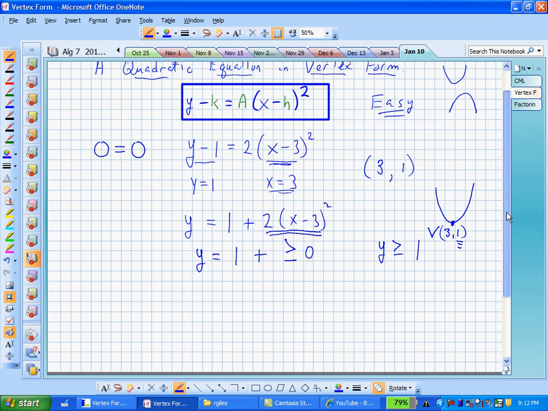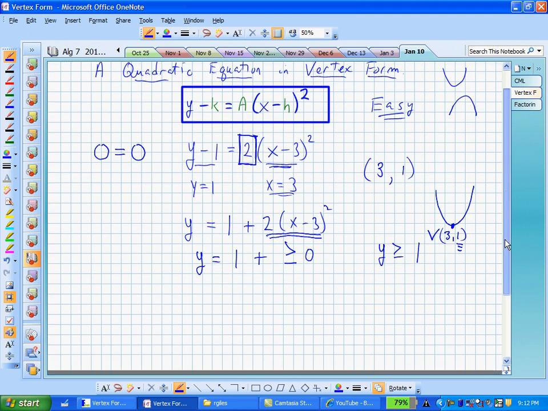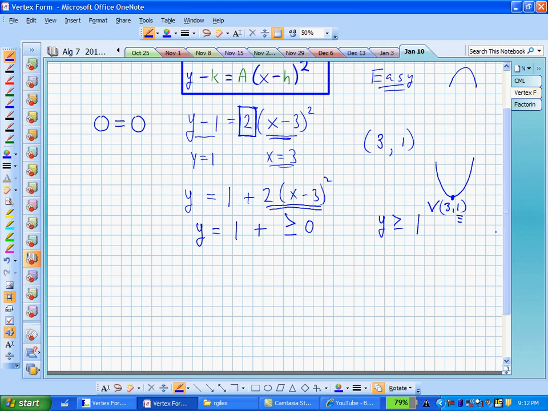The next thing I want to look at is this 2, because we haven't seen anything about that yet. Now, what about that 2? I want to look at that first by reviewing what 2x squared looks like.